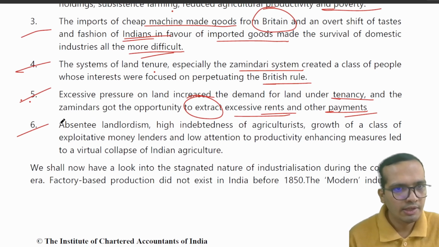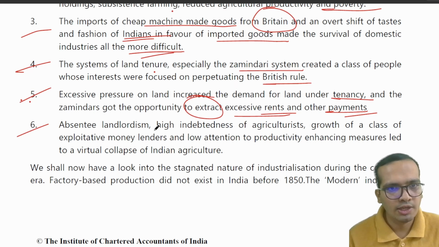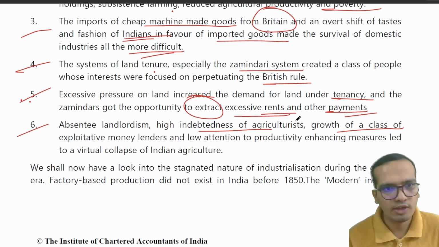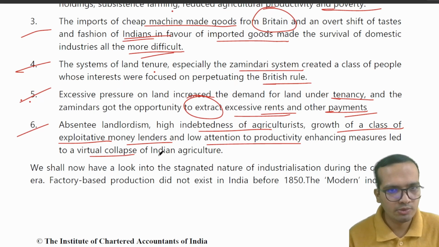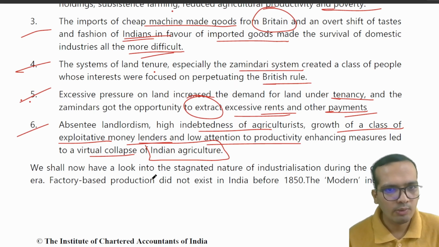And sixth, absentee landlordism, high indebtedness of agriculturists, growth of a class of exploitative moneylenders, and low attention to productivity enhancing measures led to a virtual collapse of Indian agriculture. We shall now have a look into the stagnated nature of industrialization during the colonial era.